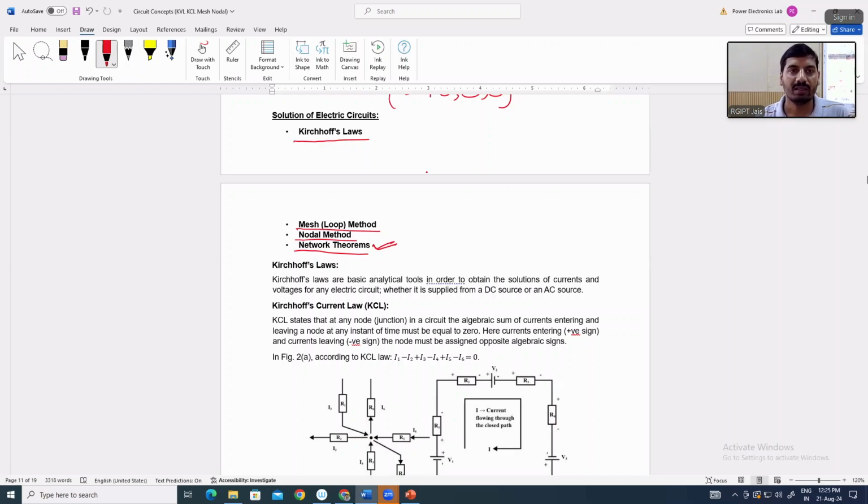सो होगा क्या, जैसे किरचॉफ्स लॉ में कॉम्प्लेक्सिटी कहाँ पे आएगी? किरचॉफ्स लॉ का लिमिटेशन क्या है, किसी को मालूम है?